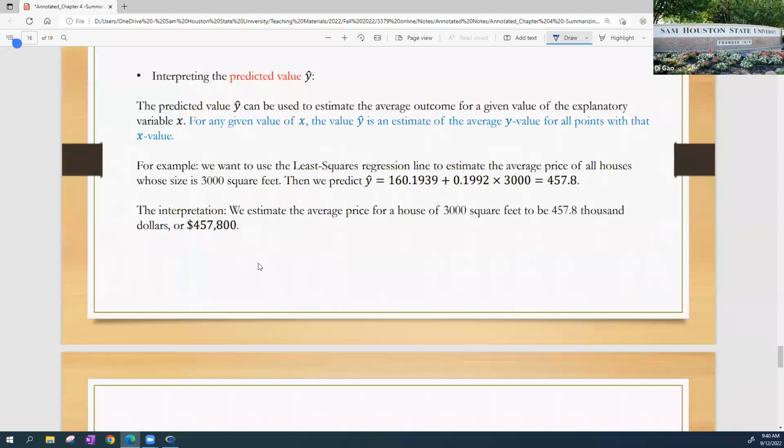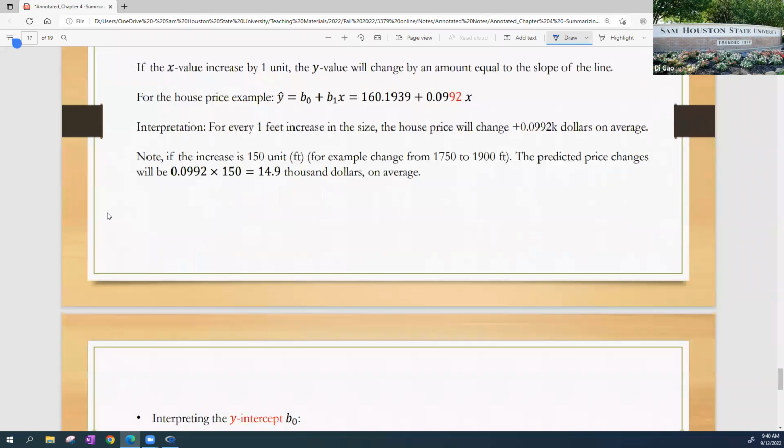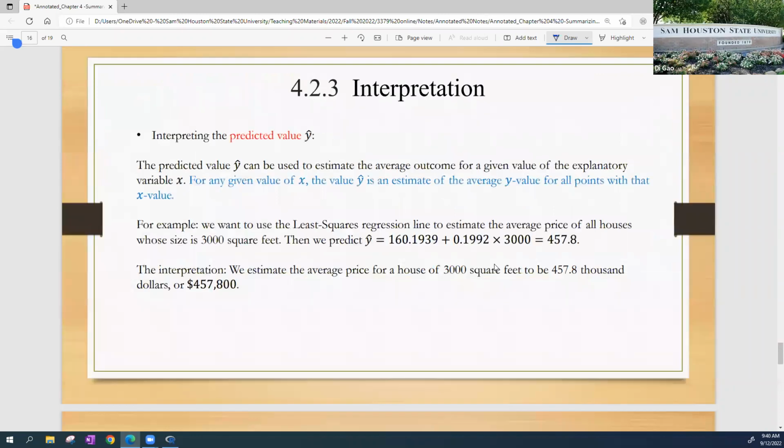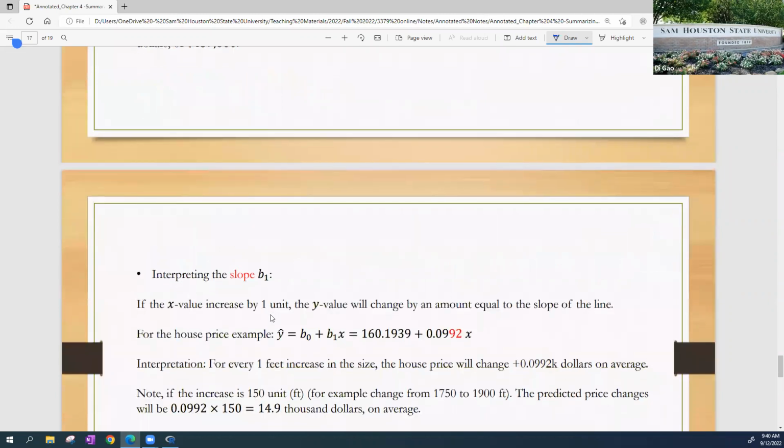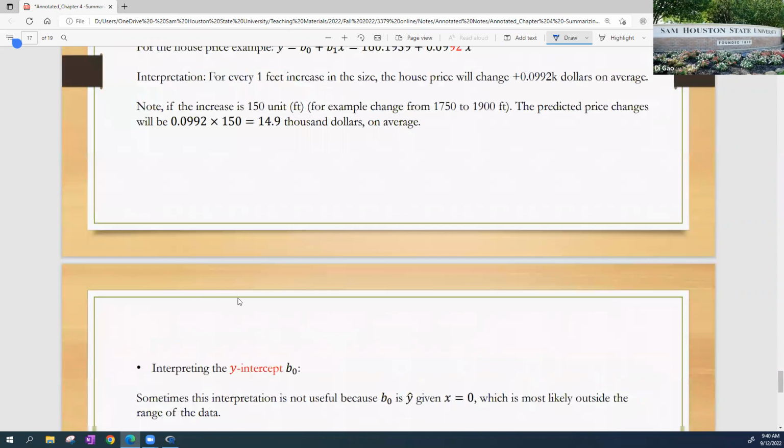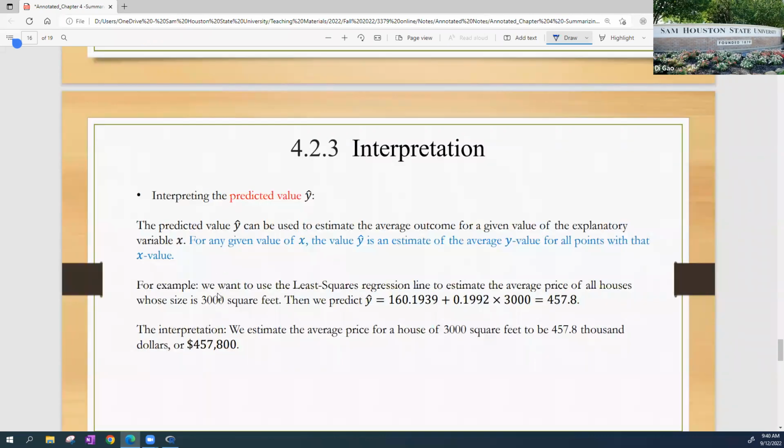For example, we want to use the least square regression line to estimate the average price of all houses whose size is 3,000 square feet. It's not necessary we only have one house at this size, right? There could be multiple houses, all at 3,000 square feet, but the prices have some variation.